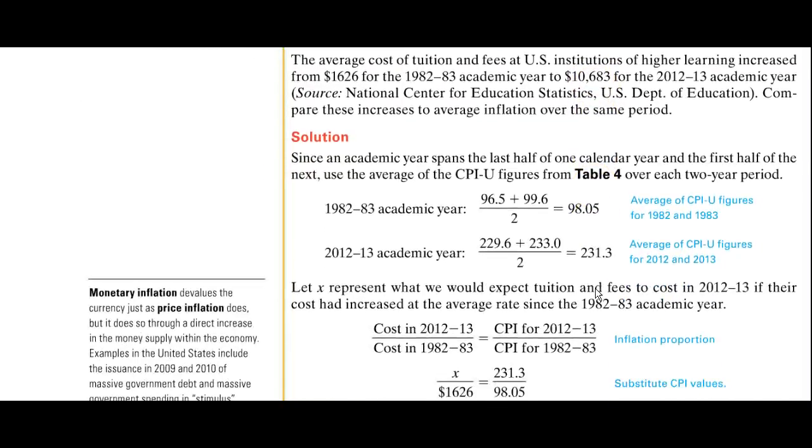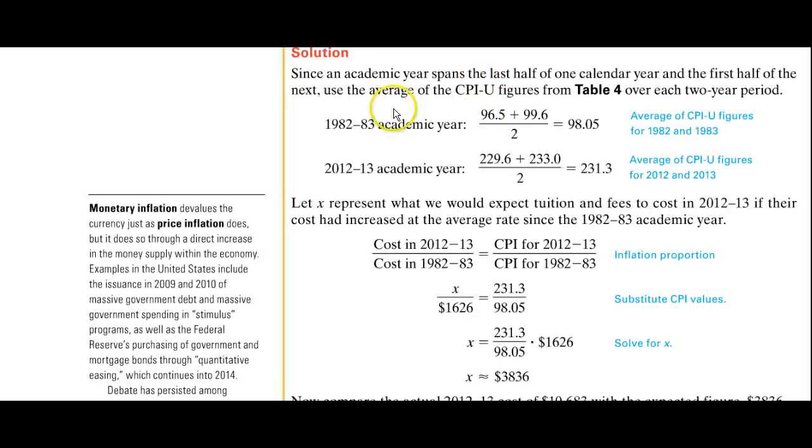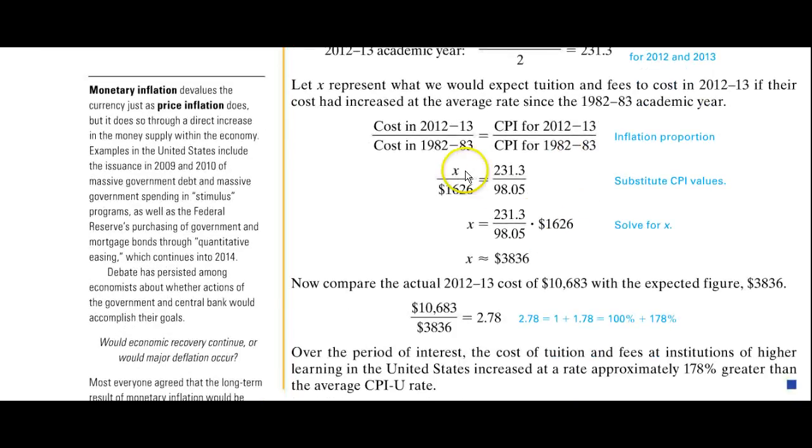Well, they've worked it out here, where they can take the average of those 2 years divided by 2 and say it's that. The average of these 2 years divided by 2 and say it's that. Set up a proportion where we just cross multiply and we get that X. This would be the amount in that future year, 3,836, but the actual cost of that year was this. So when we do that comparison, the 10,000 divided by the 4,000, we get this.